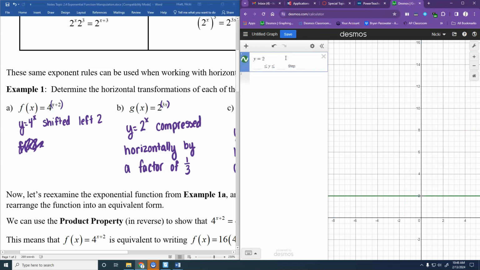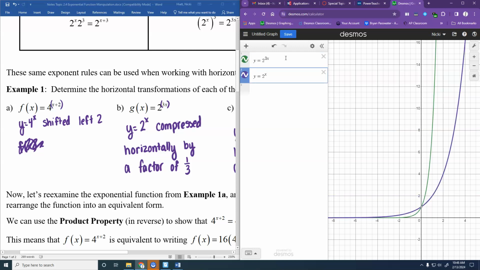Y equals 2 to the 3x, and then let me just graph y equals 2 to the x. There I can kind of see. It kind of helps that it's not a shift here, because you do see they have that same point right there. But as far as seeing a factor, it's really hard to tell. That's one of the reasons we need to know from the equation, right? Now, let me actually go back.